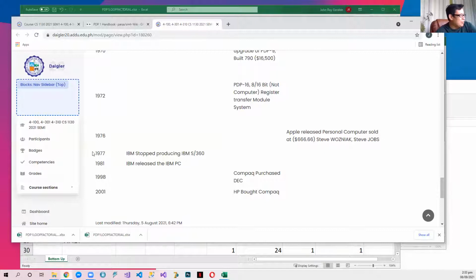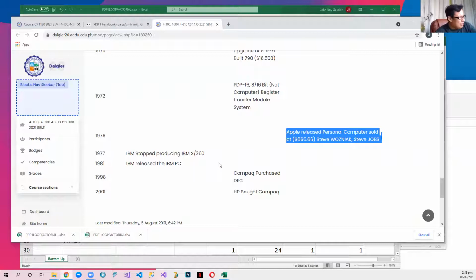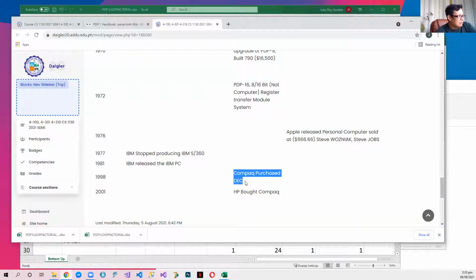IBM was still producing the S360, but facing the competition of microcomputers, IBM released the IBM PC by 1981, in response to the Apple revolution, so that they can also sell computers very cheaply. The IBM personal computer is the personal computer you have nowadays. And sadly, during the 1980s, DEC experienced a decline. Why? Because they did not produce personal computers. Do you follow? So eventually, DEC was purchased by Compaq in 1998, and HP bought Compaq in 2001.